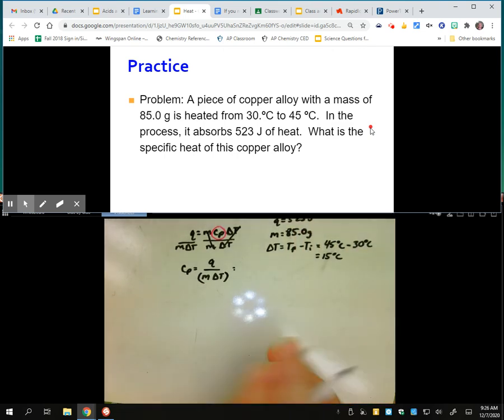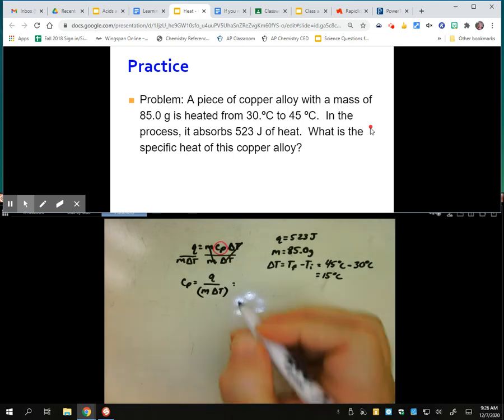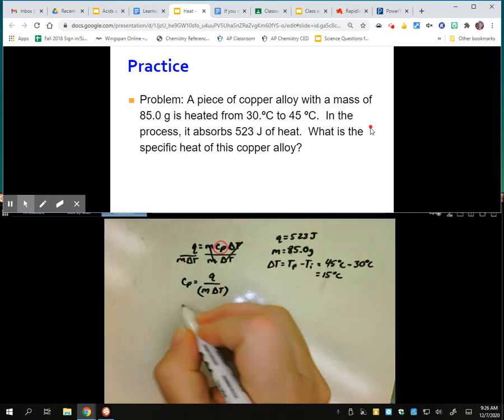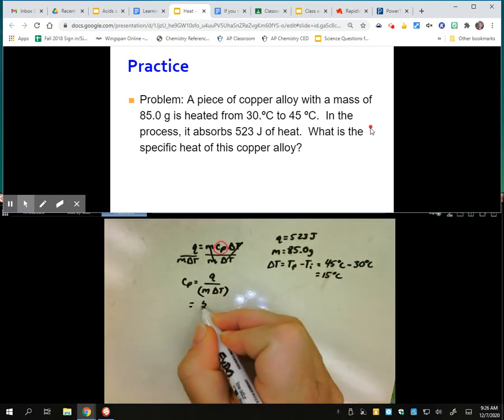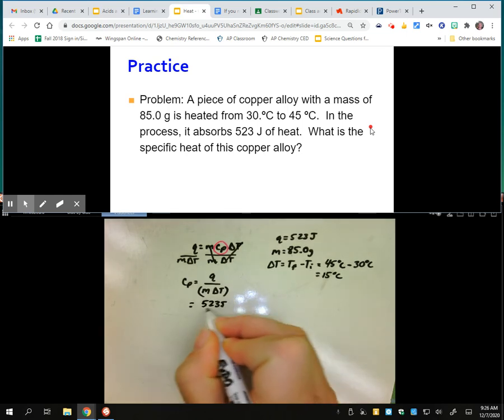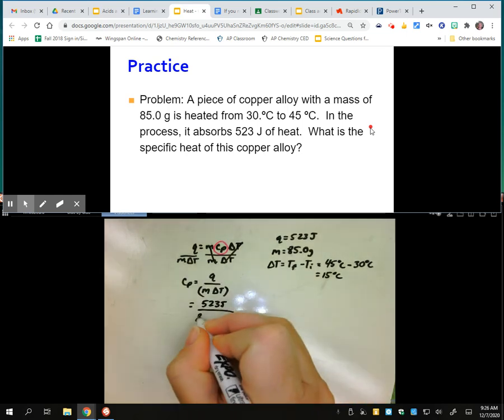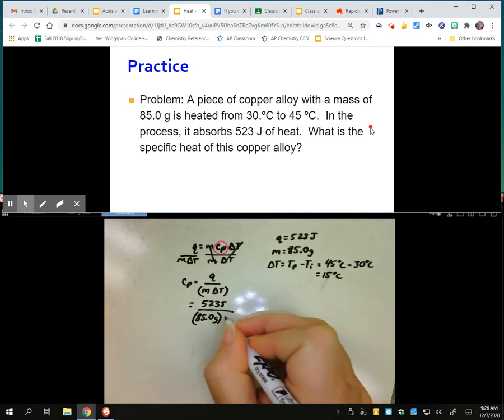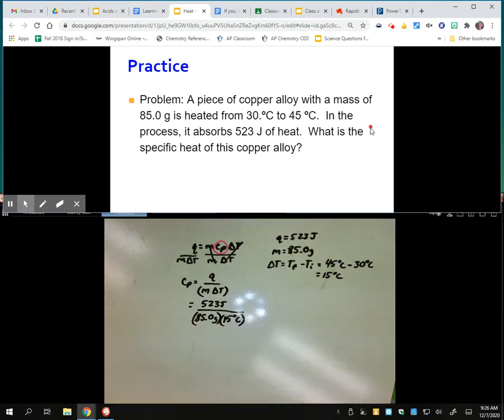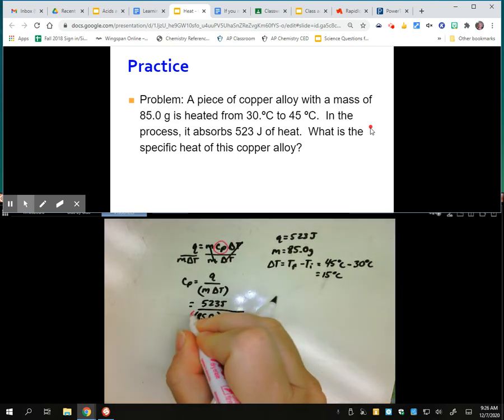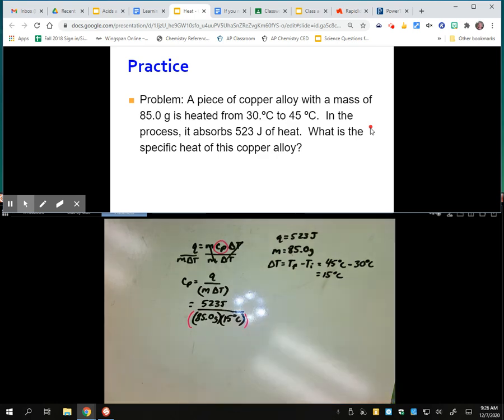Okay, so now I can plug all of these values into my equation. Let's do it down here. So this is going to be 523 joules divided by 85 grams times 15 degrees C. That's my delta T. Now, when I plug this into my calculator, I want to be sure to put everything on the bottom in one set of parentheses.